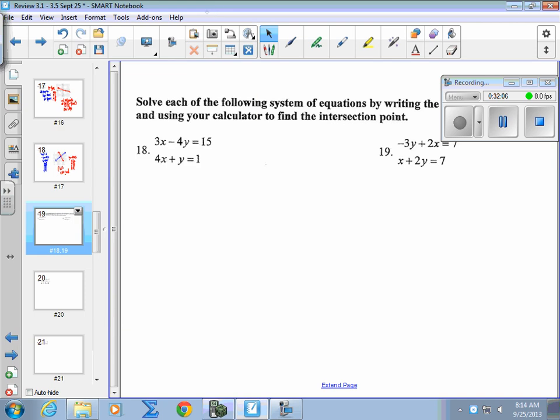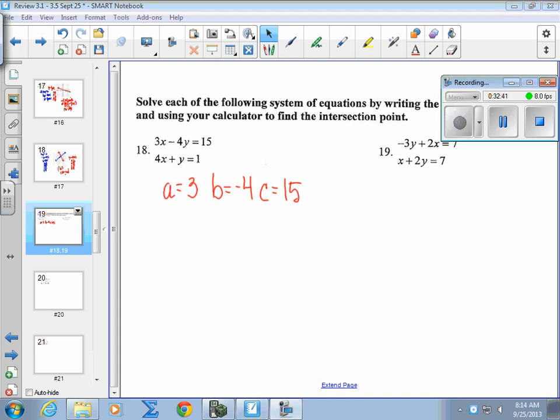Then what we're going to do is put the numbers in. A is equal to 3, B is equal to negative 4, and C is equal to 15. And so go to Program, choose Cramer, and enter. Then it says A, right? Put in 3.